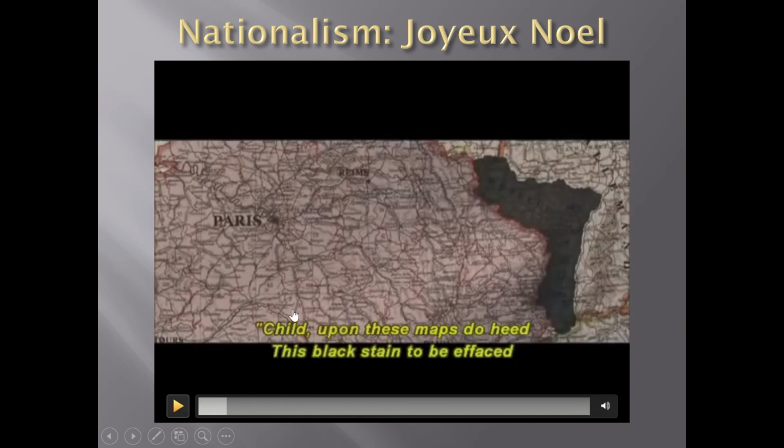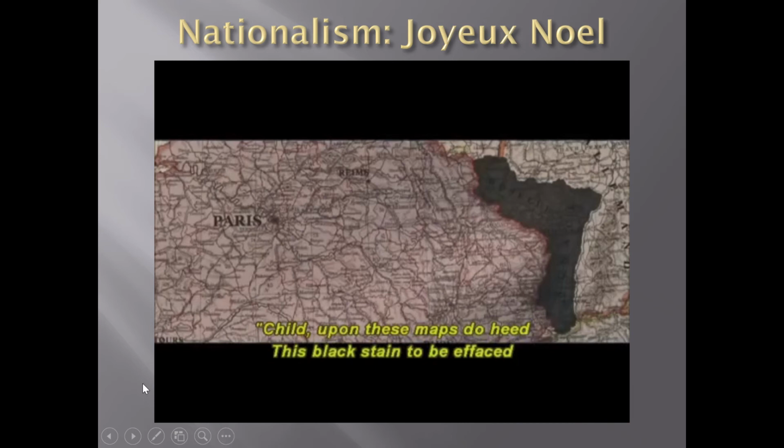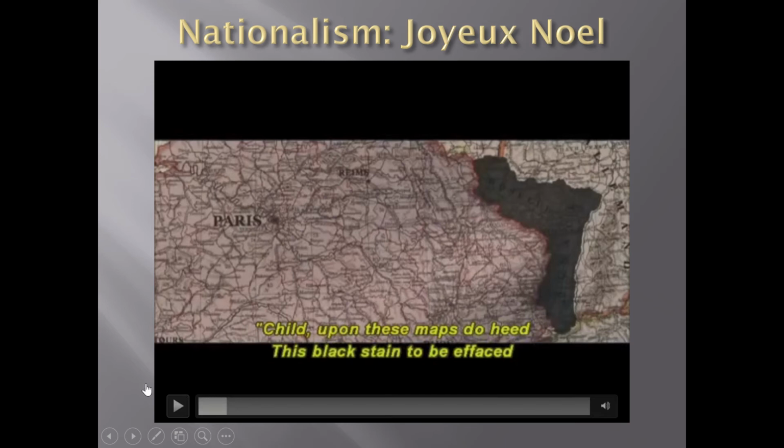Just want to pause it right here. This piece of territory right here that the French are talking about that's been blacked out, what piece of territory would that have been? Right, that's Alsace-Lorraine, which was taken from the French by the Germans during the Franco-Prussian War.